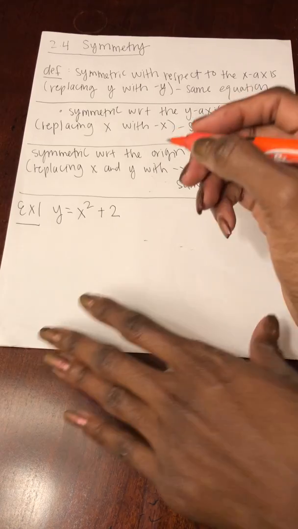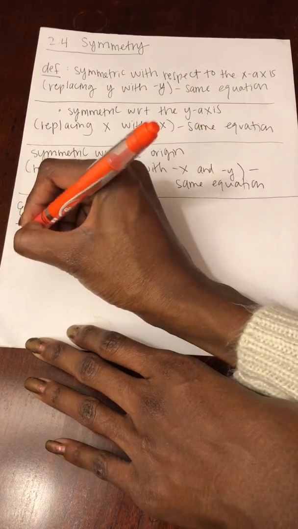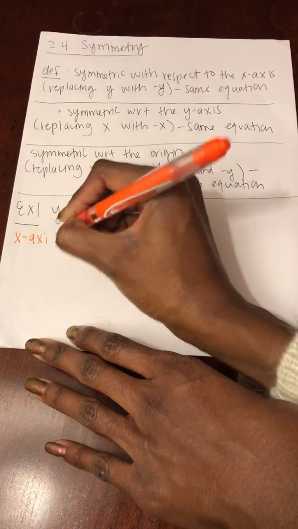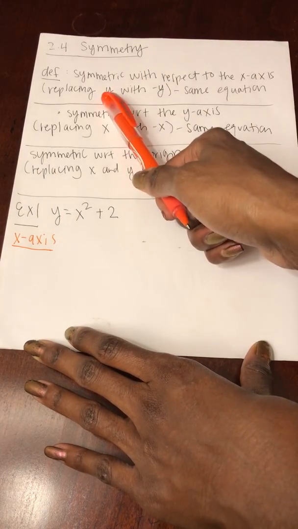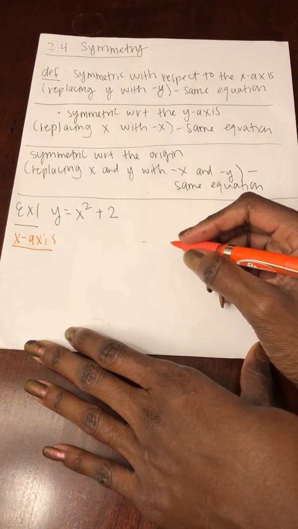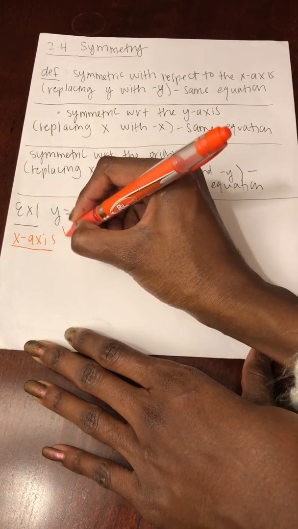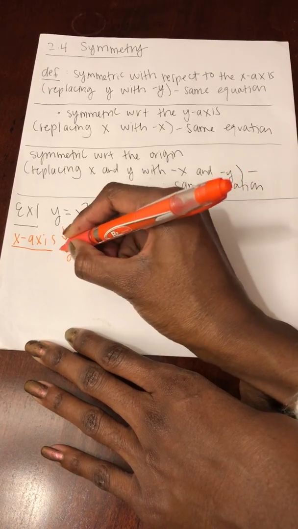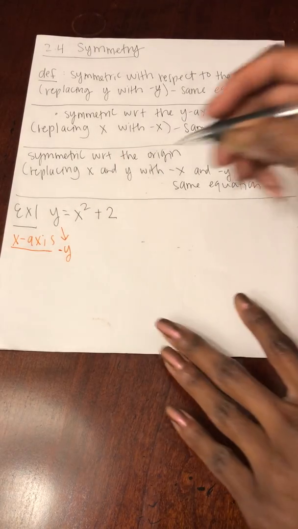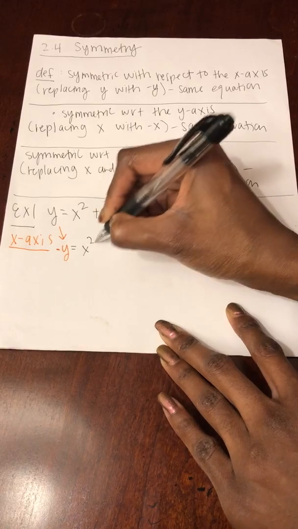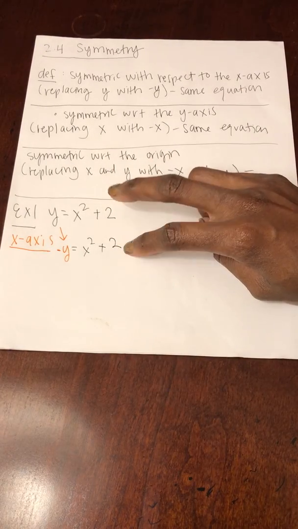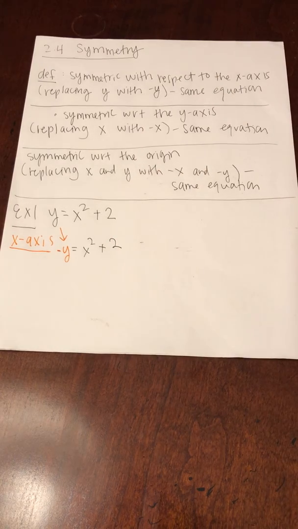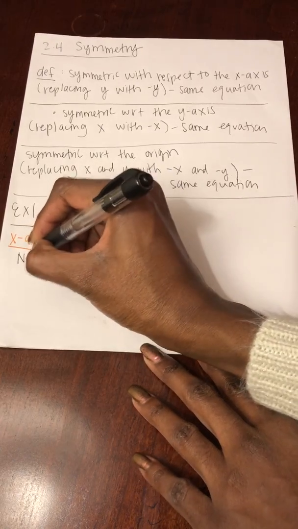So let's do the x-axis first, okay? So that means we're going to replace all of our y's with negative y's. So I'm going to go in here and change this y right here to a negative y. And I'm going to leave everything else the same. And now the question is, are these two equations the same? Do they look exactly the same? They don't, okay? So this one would be a no, okay?